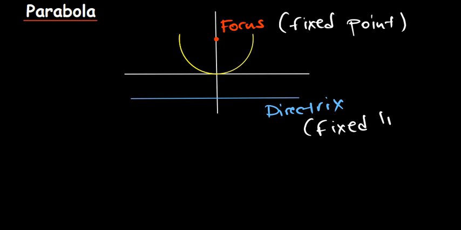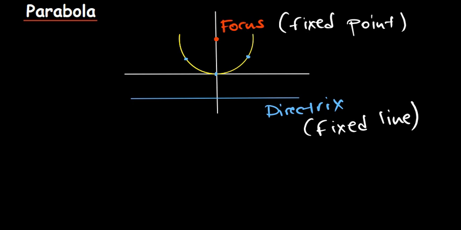Okay, so the basic principle that lies in a parabola is this: the distance of any point on the parabola, it may be this point, or that point, measuring the distance from the focus to that point, and then again from that point to the directrix, the distance should be the same.